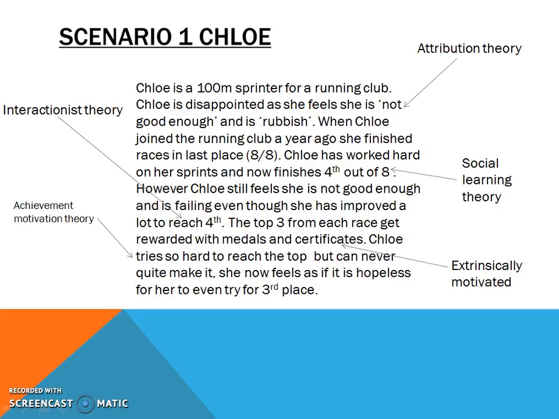Chloe would fall under need to achieve theory, as she likes a challenge when joining a running club when she cannot run very well, as she was finishing in 8th. She also likes feedback. This is because she's improved so much in a year, so she must take feedback on board.